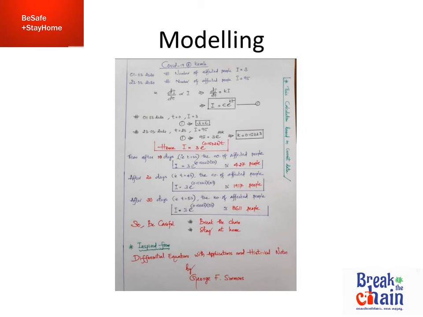By imposing the initial condition, we obtain a particular solution for this differential equation, which is I equals 3 e raised to a constant times t. Based on this equation, we can predict how many affected people there will be after 30 days. And the analysis shows that after 30 days, the number of people affected is equal to 8,611.